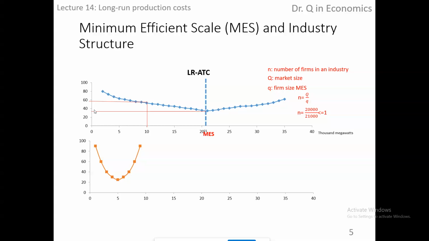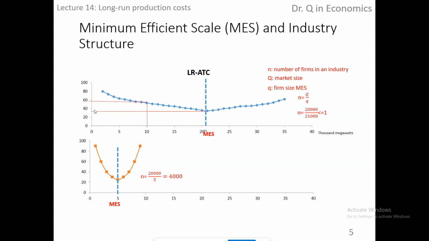On the other hand, if the average cost is minimized when a firm produces at an output level of a small q, let's say 5, while the market demands a quantity of 20,000 units, then the industry needs about 4,000 similar firms to produce enough for the market. And there probably is some degree of competition among the firms.